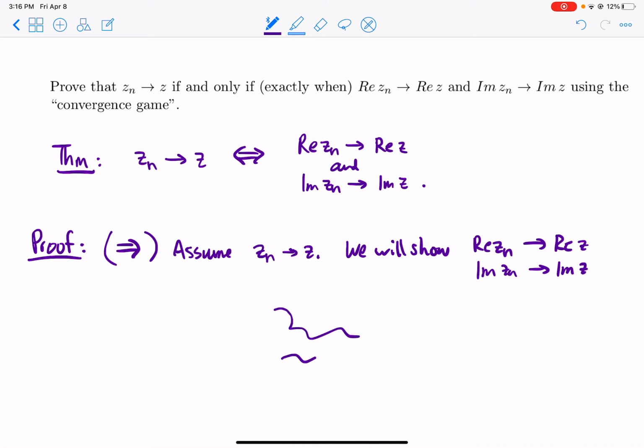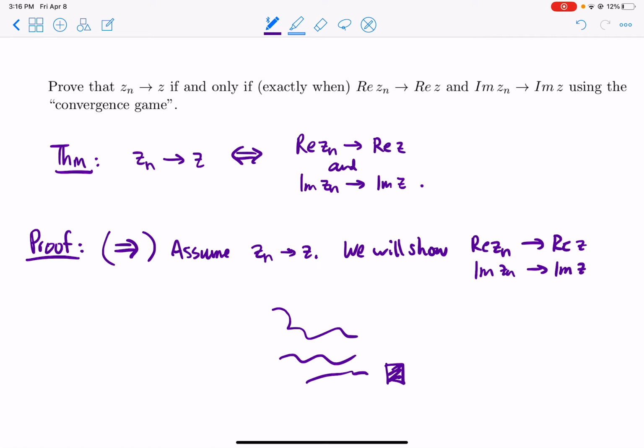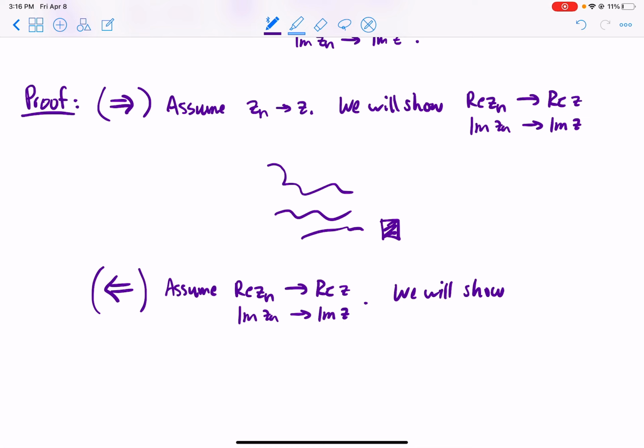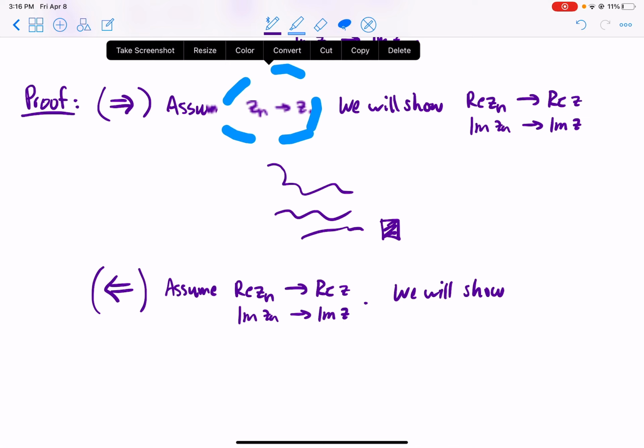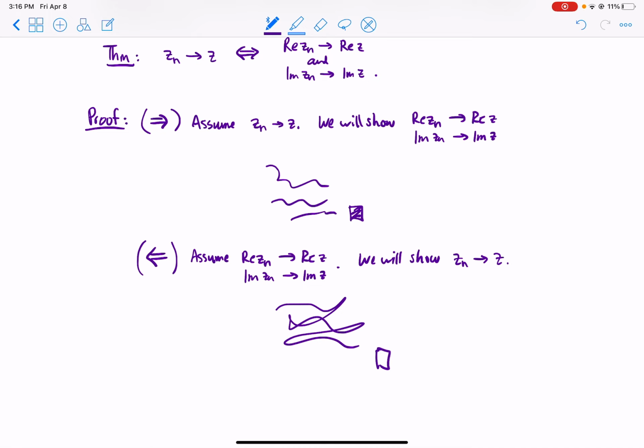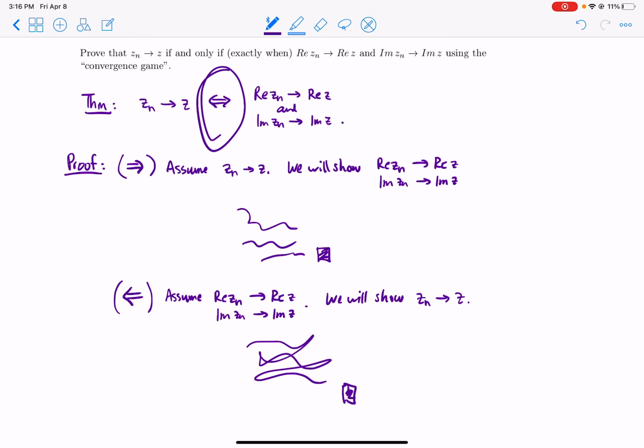And then blah, blah, blah. And when we're finally done with that piece, we're not done, because now we have to show this way. We're going to assume that both of these hold. Okay? We will show that this holds. Okay, and then blah, blah, blah, we have to prove that as well. And only once we've proved both directions of the if and only if are we done.